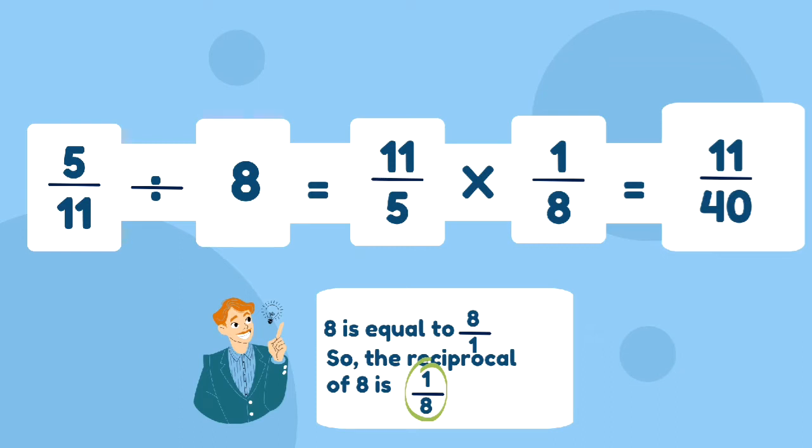Here is another example. 5/11 divided by 8. Following the steps in dividing fractions, change the divisor into its reciprocal. Our divisor is 8. 8 is equal to 8/1. So, the reciprocal of 8 is 1/8. Now, multiply the numerators and denominators. 11 multiplied by 1 is equal to 11. 5 multiplied by 8 is equal to 40. So, our final answer is 11/40.